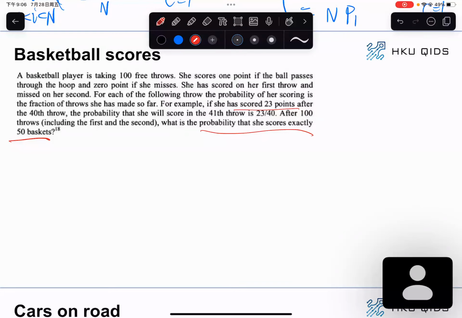So it seems like quite a complex question, and you don't know what the pattern is. To find the pattern, again, we start from a simple case. Okay.